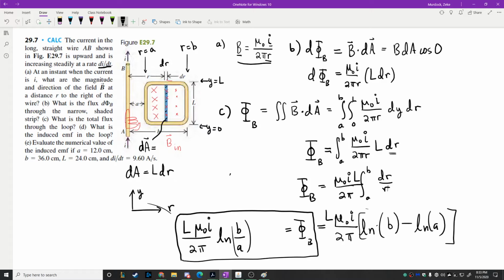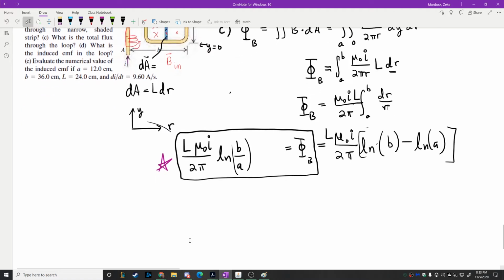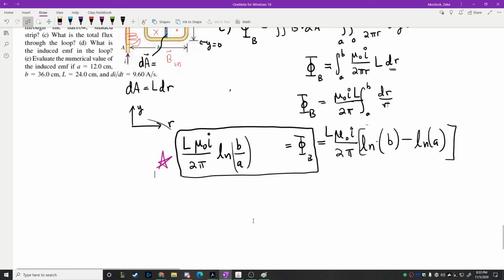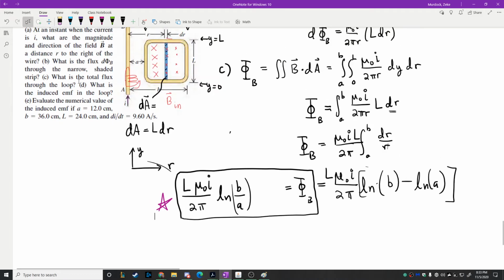All right. Let's finish solving this one, and we're going to come back to this when we're done. At the end of this all, I'm going to talk about what you need to think about for the lab manual problem that you have, because there's just really one change. All right, so that is our flux. Part D says, what is the induced EMF in the loop?